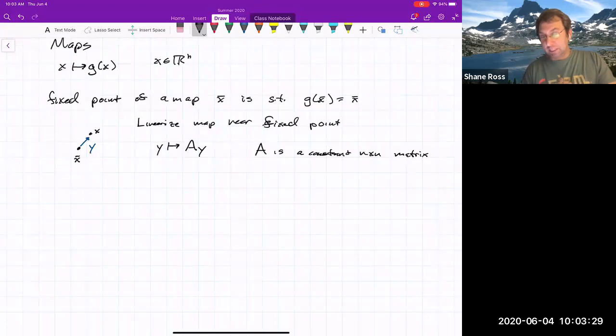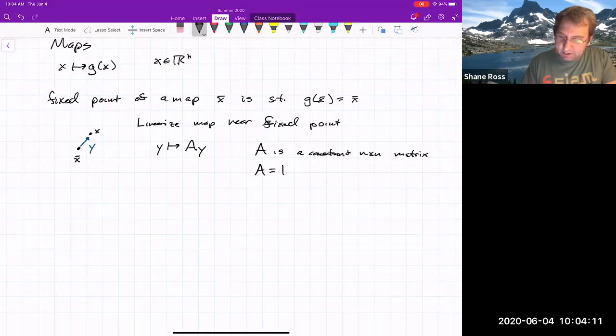And all the linearized dynamics near the equilibrium point are given by the dynamics near y equals zero. So questions like what's the stability of the fixed point of the map, x bar, are given by what is the stability of the origin in the y space. Now, what's different for a map is that when we consider the eigenvalues, it's not left half plane versus right half plane. It's inside the unit circle or outside of the unit circle. So I should say, A is the Jacobian of G evaluated at the equilibrium point.